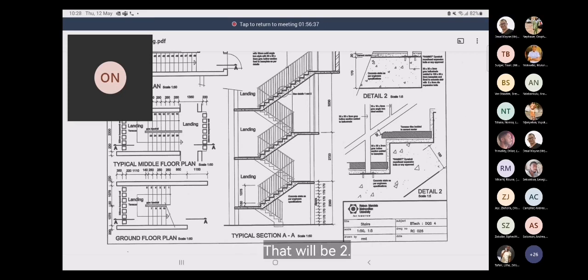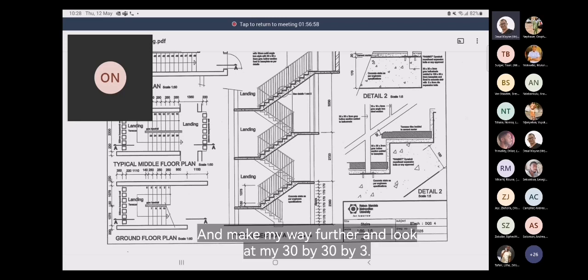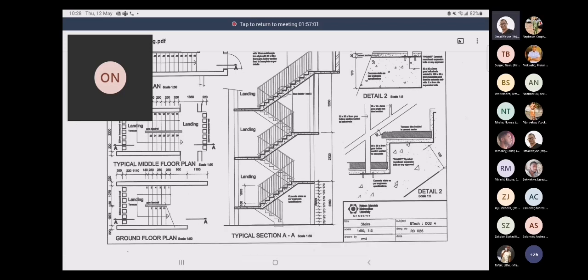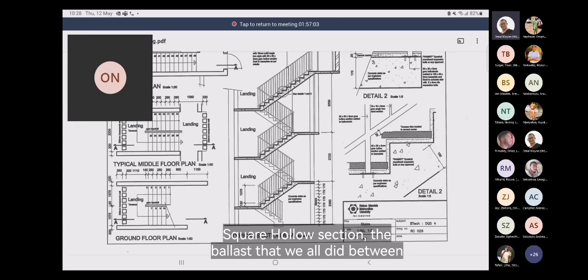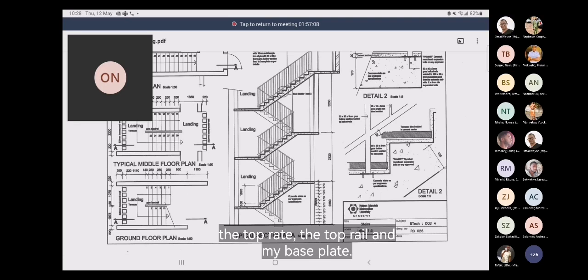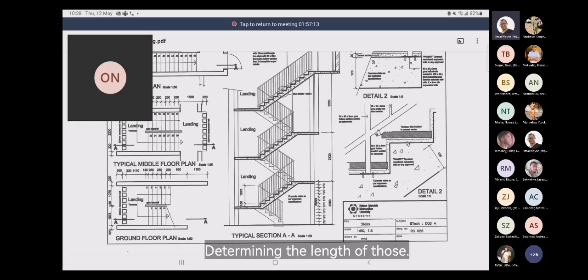It will be 2 times 8, 2 times 18, and 2 times 12. So 2 times 12 times 4, because that would be 4. I make my way further and look at my 30 by 30 by 3 square hollow section, the baluster that's welded between the top rail and my base plate, measured in meters, and determining the length of those.